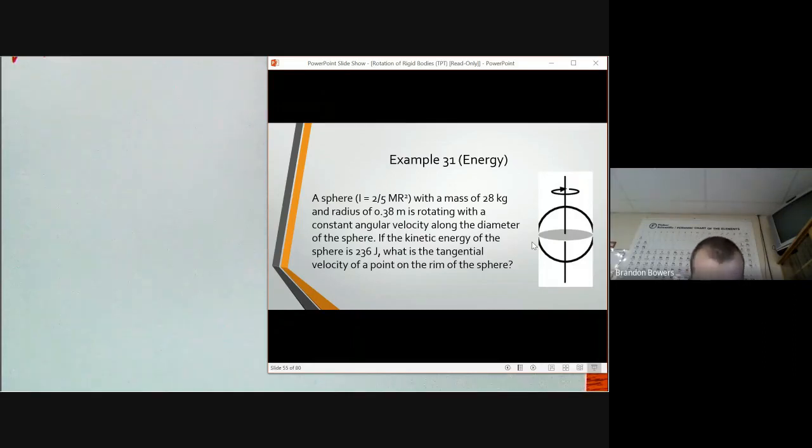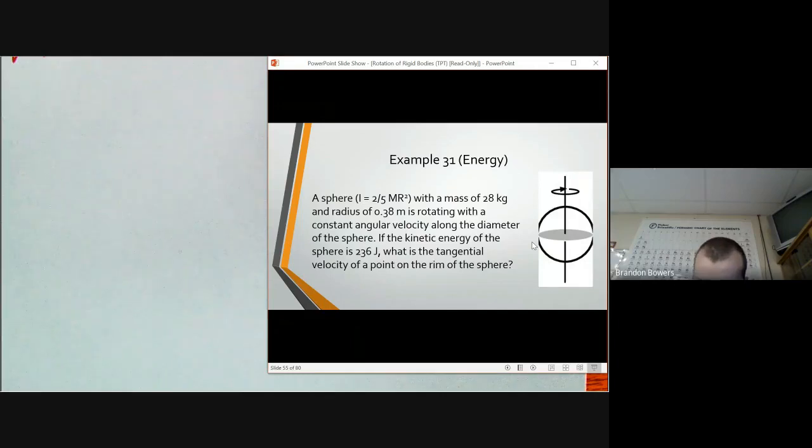Let's check this out. A sphere with the inertia equal to 2/5 mr squared, with a mass of 28 kilograms and radius of 0.38 meters, is rotating with a constant angular velocity along the diameter of the sphere. If the kinetic energy of the sphere is 236 joules, what is the tangential velocity of a point on the rim of the sphere?